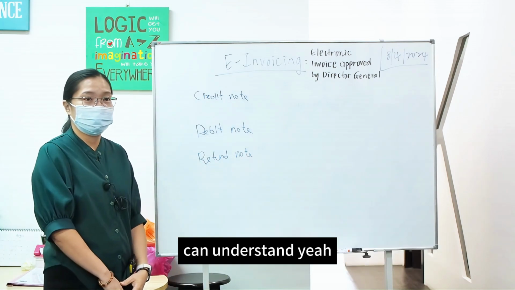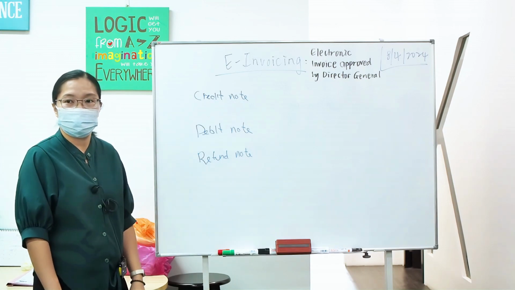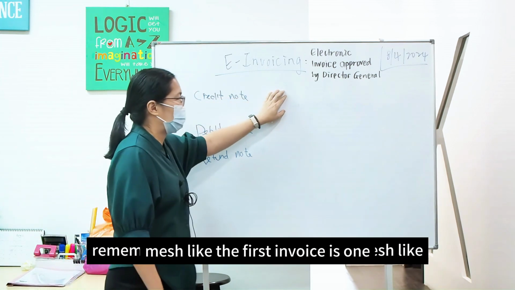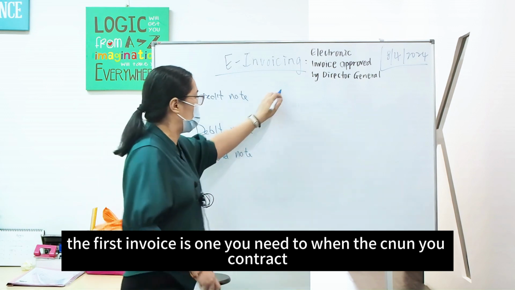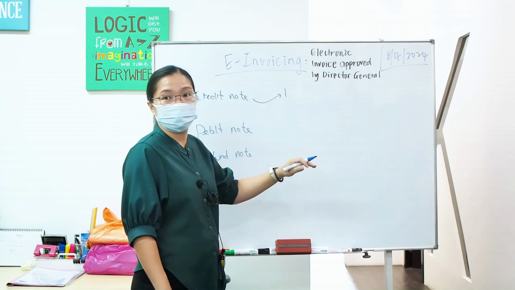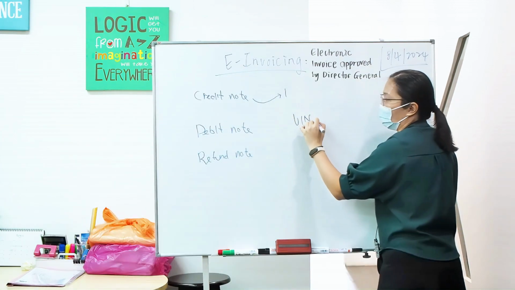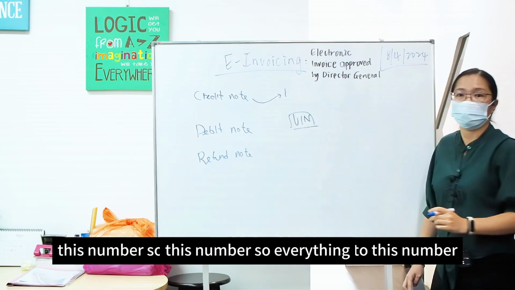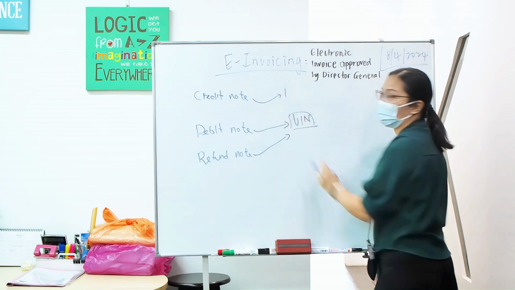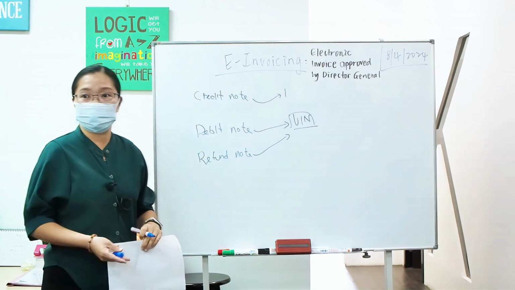Can you understand? You mean if we pay extra, they cannot set off against another bill? So then they have to refund the money. Remember the invoice, you need to match. Like the first e-invoice is 1, when you issue the CN you want to contract 1, you cannot contract 2. Because, as I already mentioned, every invoice has a UIN, this number, so everything you need to go through this number. So you cannot say this one sets off the other one.